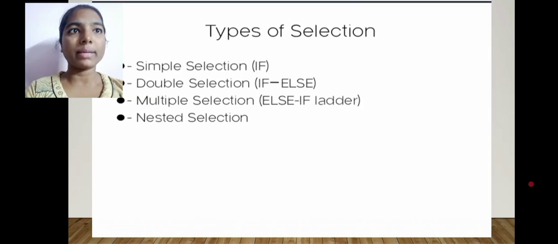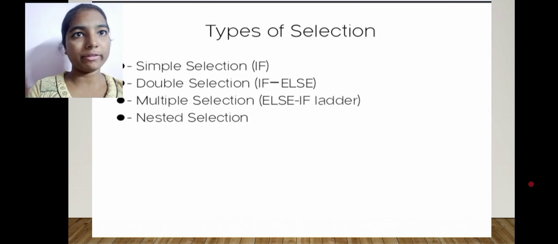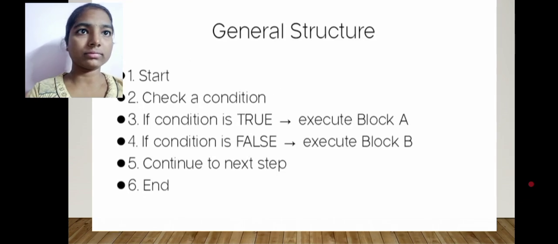Next, what are the types of selections? Simple selection means if, double selection means if-else, multiple selection means if-else ladder. Next, nested selection.